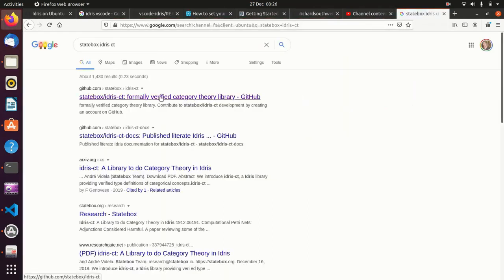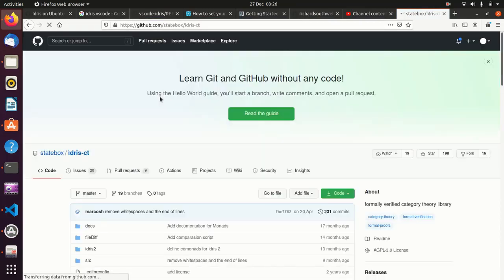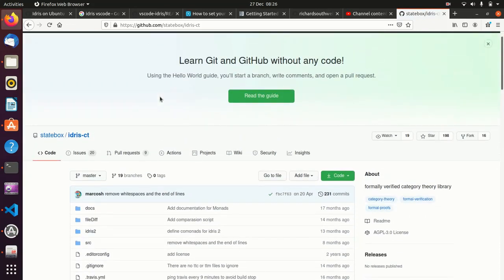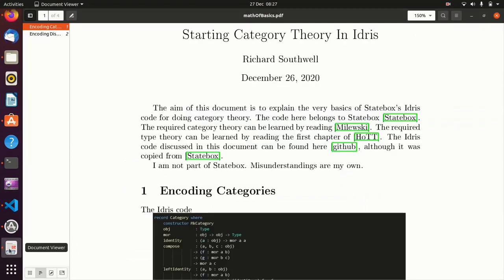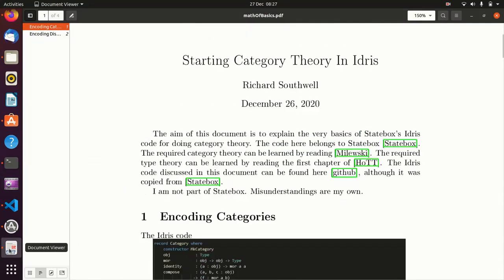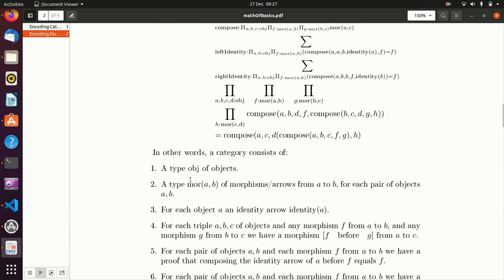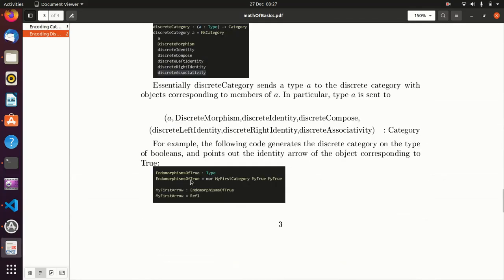So there's a very interesting organization called Statebox. I'm not a member of Statebox or anything, but I do find their work very interesting. And one of the things that they've done is to make a library of code for Idris to do category theory in. And I've been trying to understand this, and so I sort of copied some of their code and tried to document it for myself. I always think that's a good thing to do, and so I've written this document. I'll put a link in the description to the repository where you can find my documentation and code, which is based on the Statebox stuff.